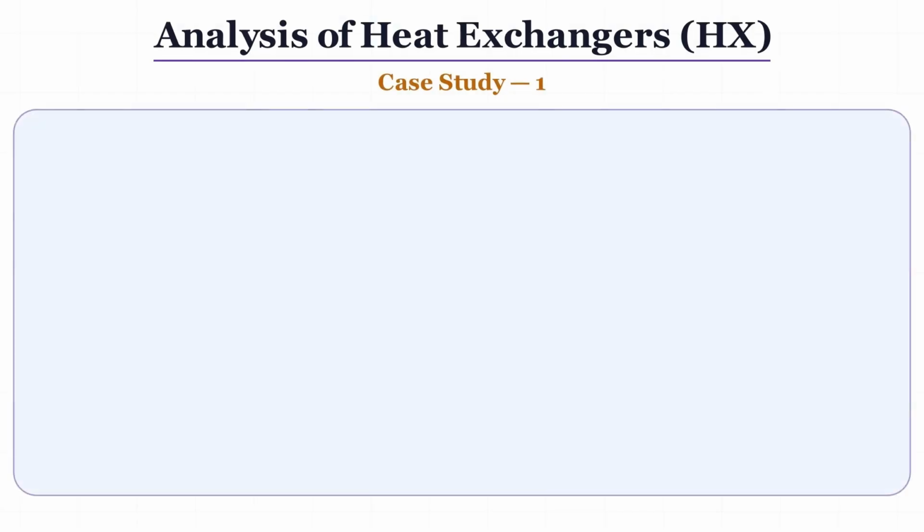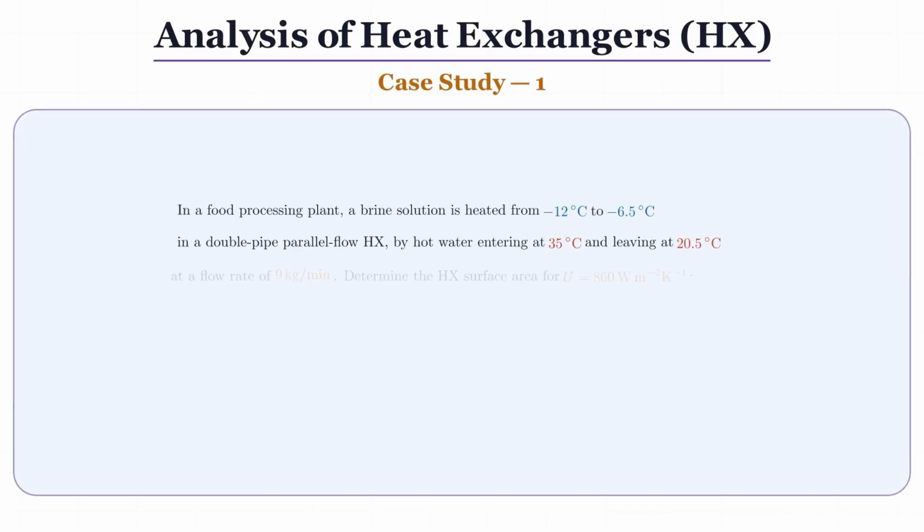A brine solution, our cold stream, enters the heat exchanger at negative 12 degrees Celsius and must be heated to negative 6.5 degrees Celsius. The heating medium is hot water, which enters at 35 degrees Celsius and exits at 20.5 degrees Celsius. Both streams flow through a double-pipe parallel flow heat exchanger, meaning they travel in the same axial direction from inlet to outlet. The hot water flows at a rate of 9 kilograms per minute.